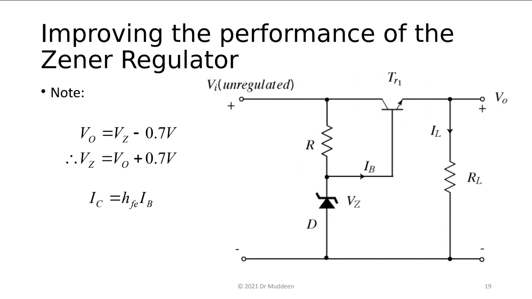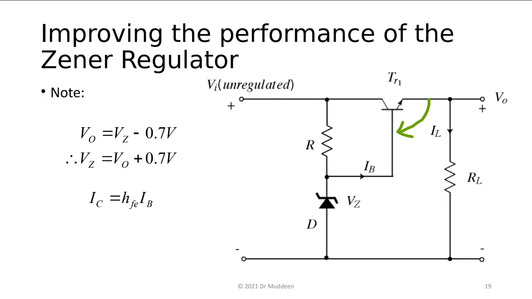Right? A little thing to note: we are using an NPN transistor here. The output voltage has a positive voltage going here, so the voltage across the Zener diode is whatever our output voltage is plus 0.7 from the forward-biased base-emitter junction here.